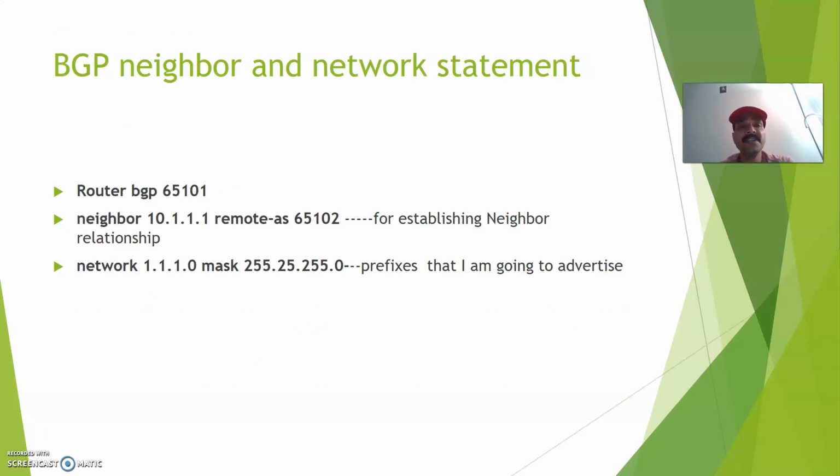So let us understand the difference between the BGP neighbor and the network statement. In other routing protocols, we use only the network statement, right? Using the network statement, it will exchange hello packets. Once the neighbor relationship is established, it will start sharing the update information, right? That is the case with EIGRP and OSPF. But in the case of BGP, we use a neighbor statement for establishing the TCP three-way handshake with the neighbor. Once the neighbor relationship is established, we advertise the prefixes and the path attributes. That we are doing using the network statement. The network statement is only for the prefixes which you are going to advertise, right? So that is the difference between the BGP neighbor and the network statement.